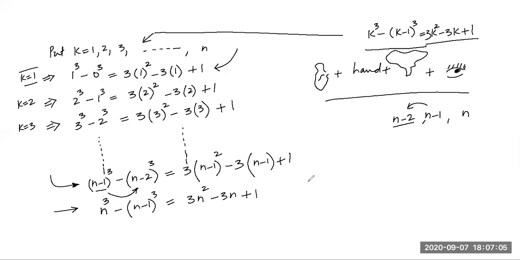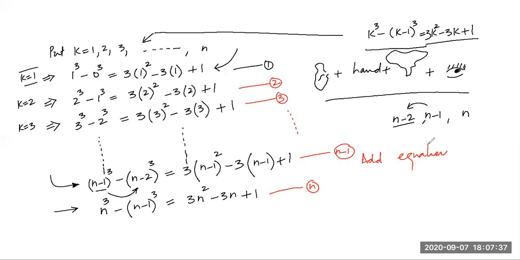So students, now I want you to add all the equations. Equation number 1, and then equation number 2, equation number 3, and what is this equation number? N minus 1. And this is equation number, Ishma? This is our equation number n. Beautiful. So we add all equations.